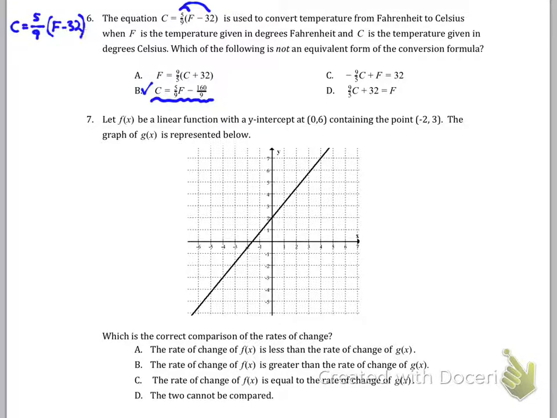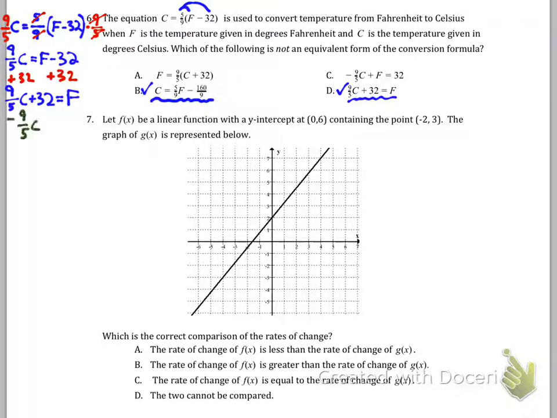Then I'm going to take the same original equation and I'm going to multiply both sides by 9/5. I'm doing that because that will eliminate the fraction and allow the right side to just be F minus 32 when those divide out. Next, I'm going to solve for F because I notice that F is solved for in one of those equations right here. When I solve for F, I add 32 to both sides, and I get 9/5 C plus 32 equals F. That is D. So D is not a correct answer because it is an equivalent form of the conversion formula.